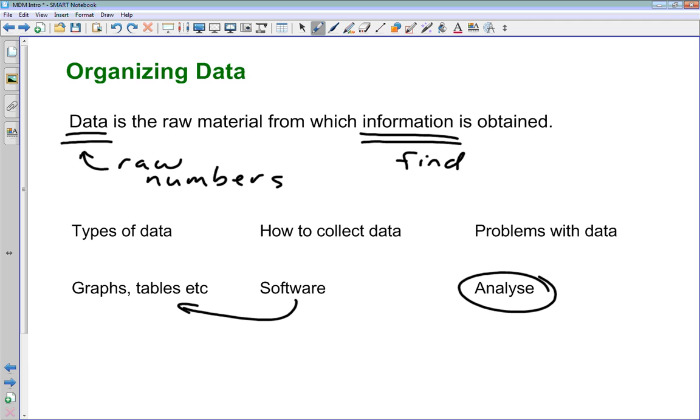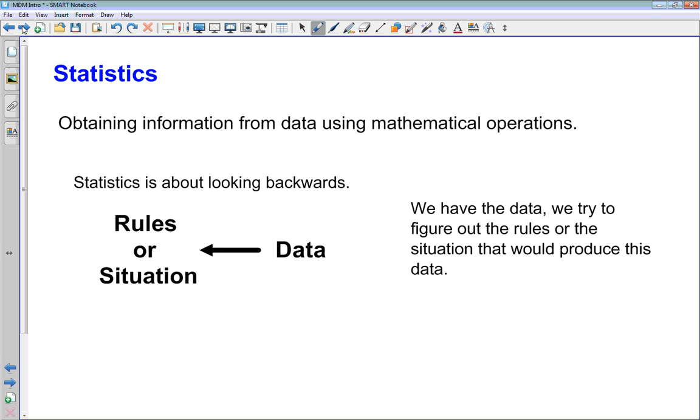The process of doing this analysis is what we call statistics. Statistics, one definition of it, is obtaining information from data using mathematical operations.